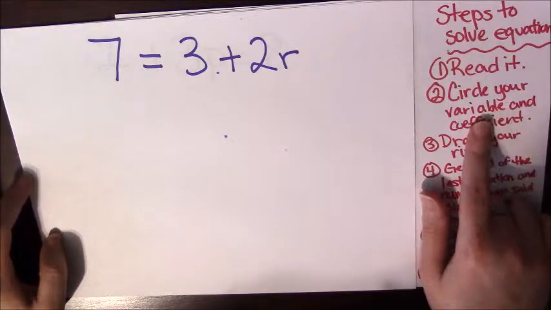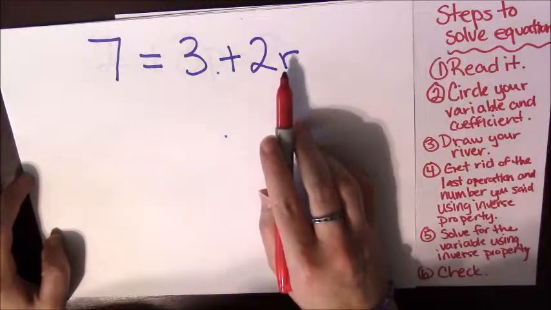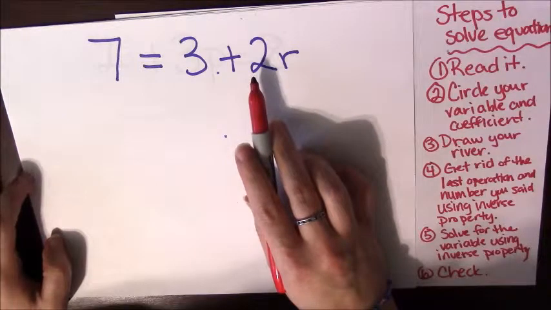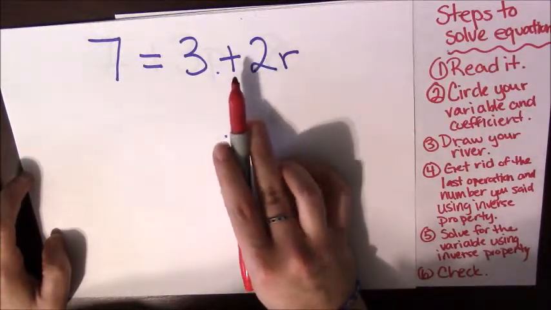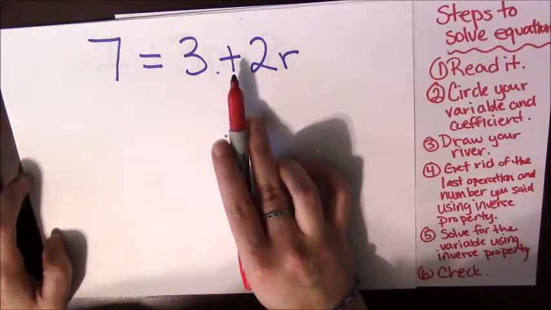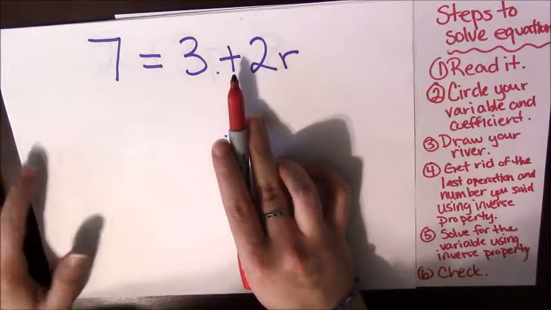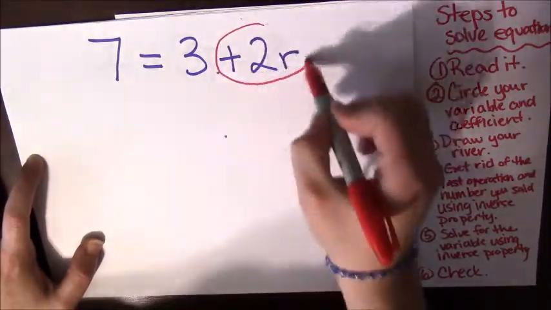Next thing, it says to circle our variable and coefficient. So we go here, here's my variable. Remember, my coefficient's the one that comes before it. But notice here, what kind of coefficient do I have? Is it a positive coefficient or a negative coefficient? If I look here, the plus sign means that it's a positive coefficient. I need to remember that when we have something later. You'll see that in the next problem.